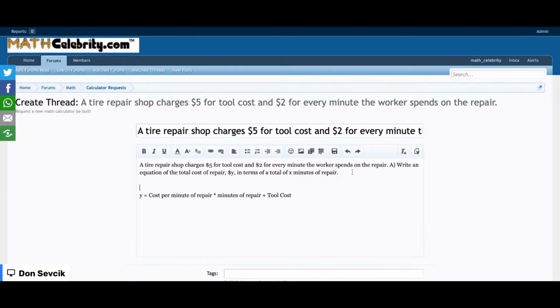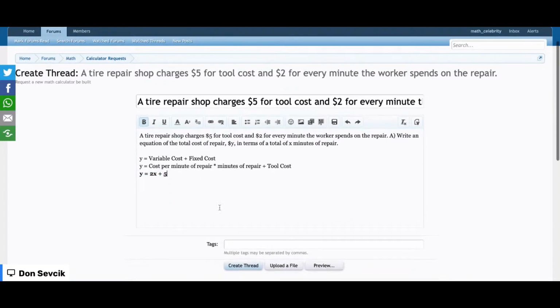And really, we can even get better than that. Let's go more meta thinking. So really, Y equals variable cost plus fixed cost. The variable cost, by the way, is this. The fixed cost is this. We know that's $2 per minute times X minutes of repair plus a $5 tool cost. And this, my friends, is our cost equation.